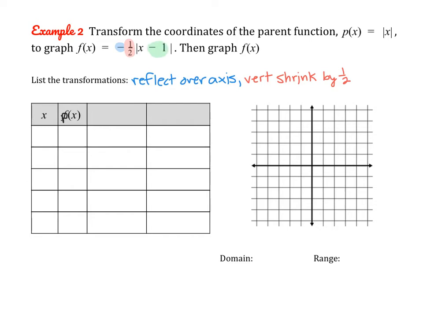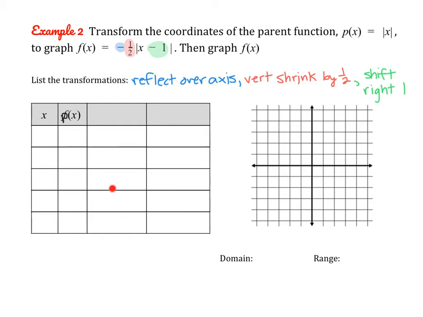And then last, I see that we are subtracting 1 from x. So this is going to be a shift to the right by 1. So remember, this always moves in the opposite direction. So we have 3 different transformations here.